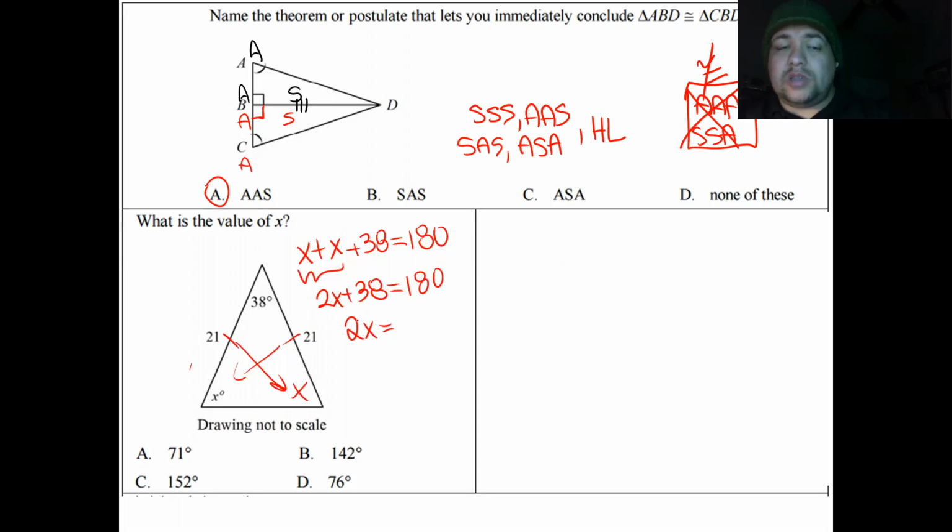2x is equal to, let's see, 142. I'm hoping that's right. It looks like x is equal to 71. In this case, it was A, and I got it right. Yay. So being able to do that problem is also important.